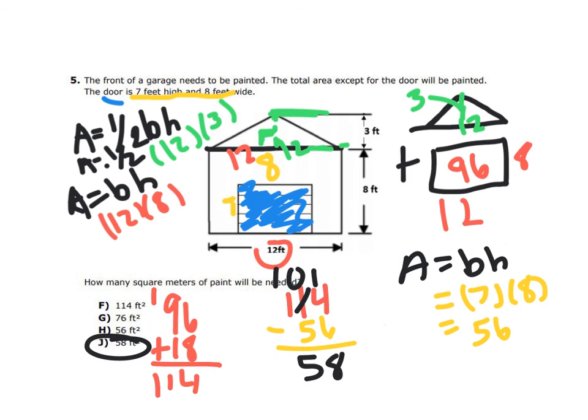So common mistakes. A lot of you guys circled 56 because you thought that's what we were asking for here was the garage. A lot of you guys did 114 because you forgot to go back and subtract 56. And then 76 is 96. Anyway, so go ahead and make your corrections.